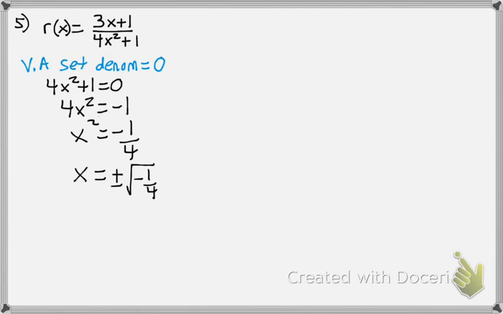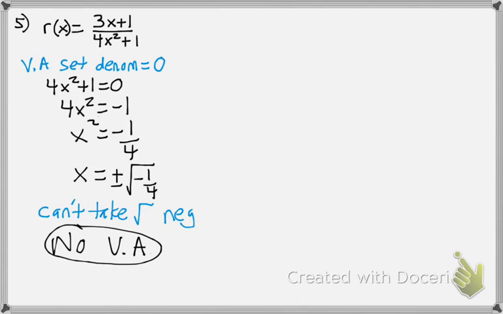Now, a big issue with this is that we can't actually take the square root of a negative number. We're not considering i in this situation. So, because we can't take the square root of a negative, there is no vertical asymptote for this one. No vertical asymptote.